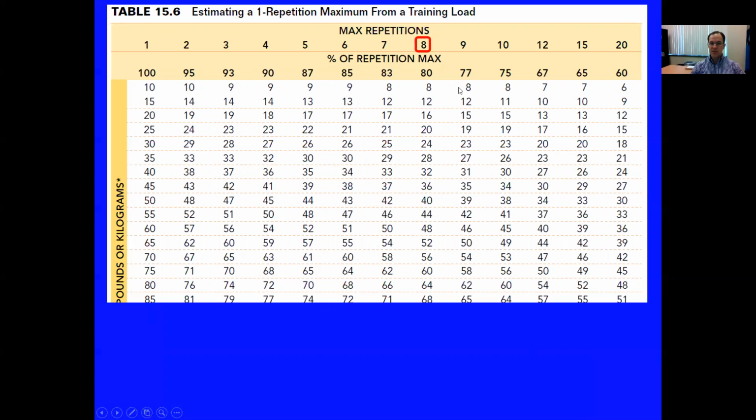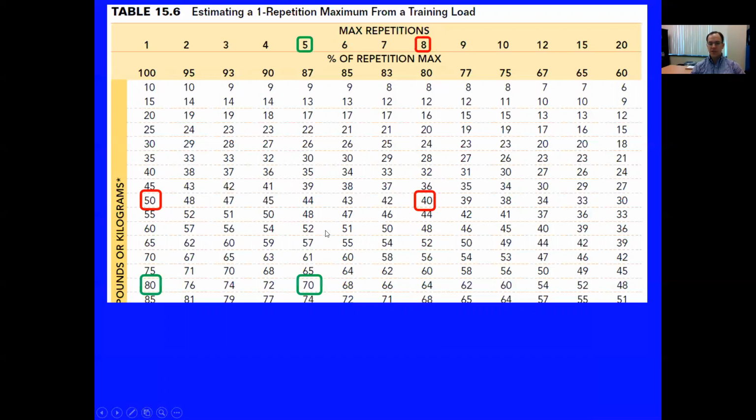But to give you an idea, let's say, for example, you decide that you want someone to do 8 repetitions, and that person does 8 repetitions of a bench press with, let's say, 40 pounds. So let's say they do 40 pounds and they were able to do it 8 times, then you predict that their 1RM would be 50.